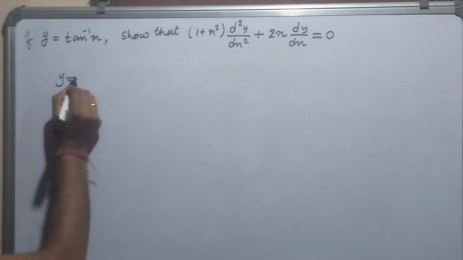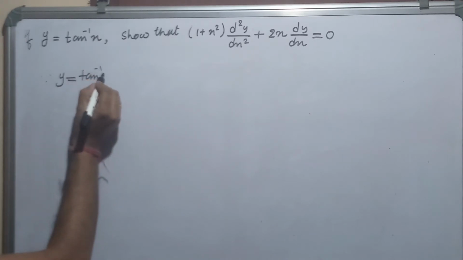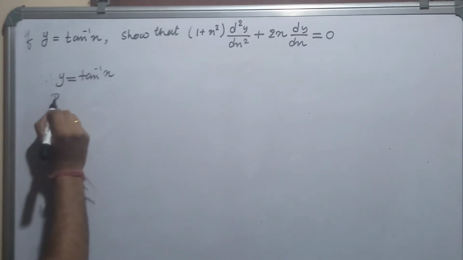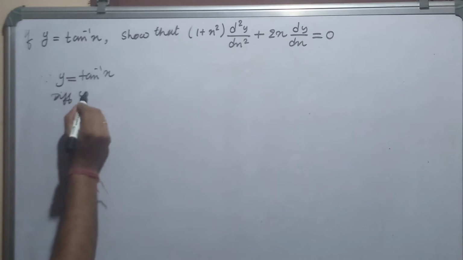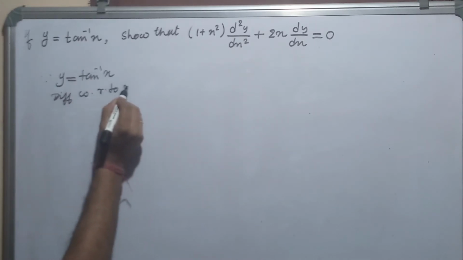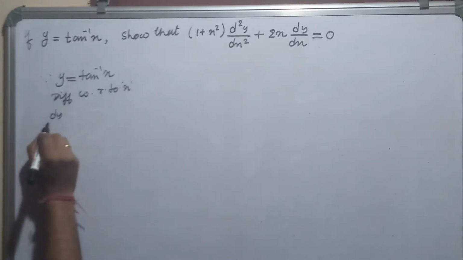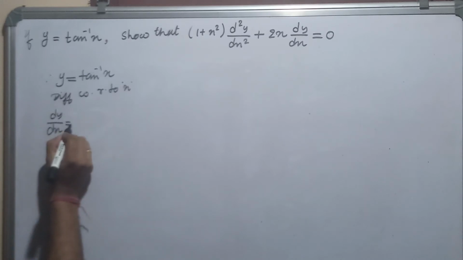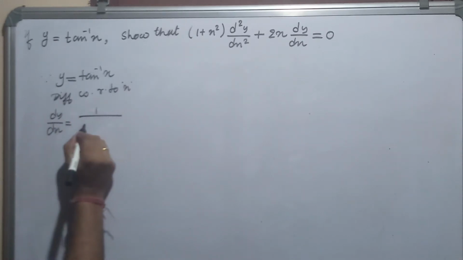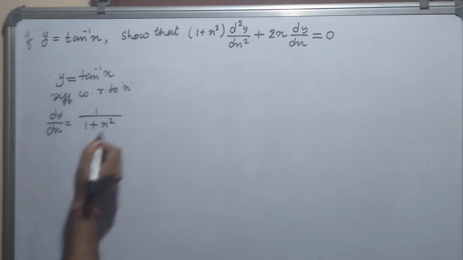Now since y is equal to tan inverse x, now differentiate this function, differentiating with respect to x. Now it is dy by dx. Now the derivative of tan inverse x is 1 by 1 plus x square.